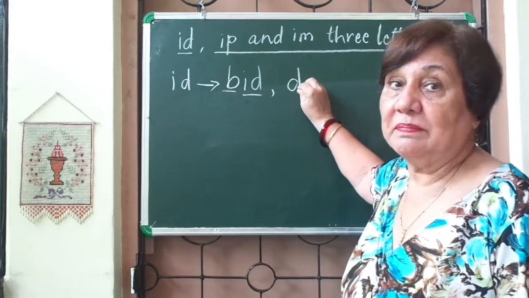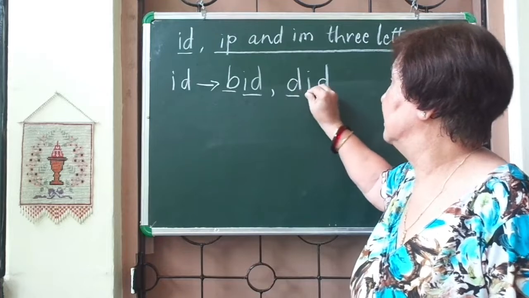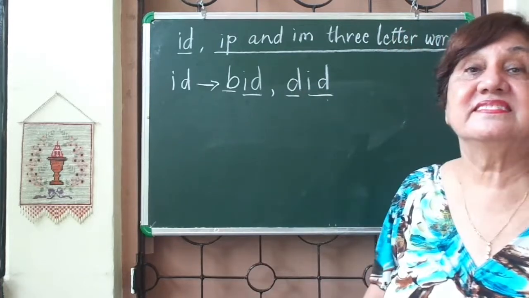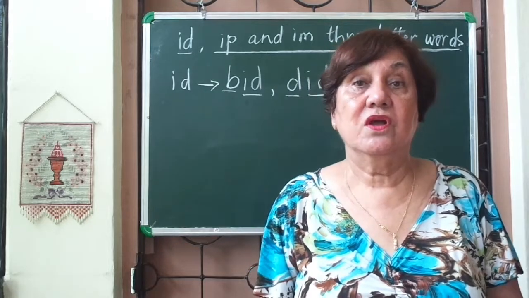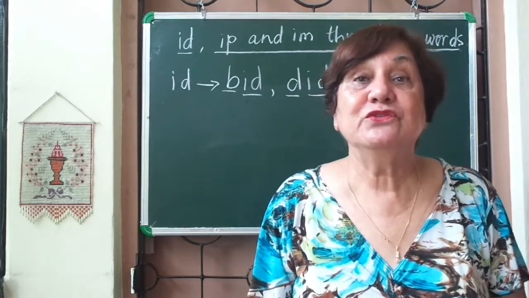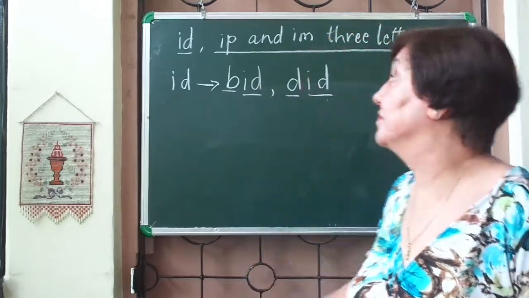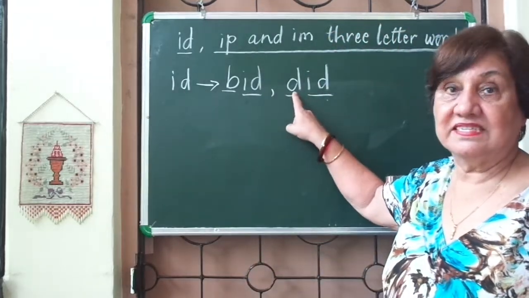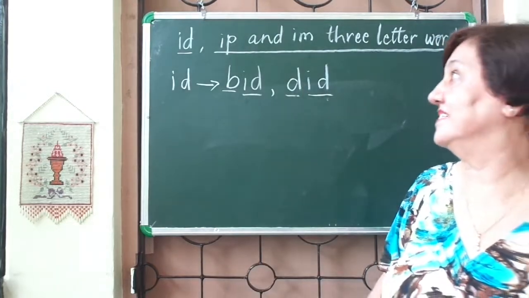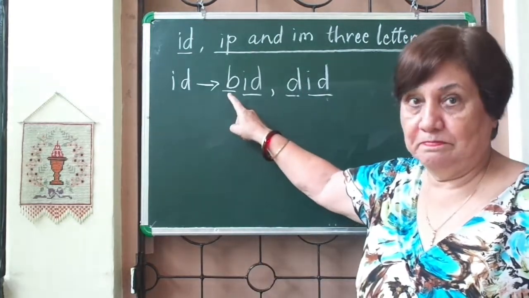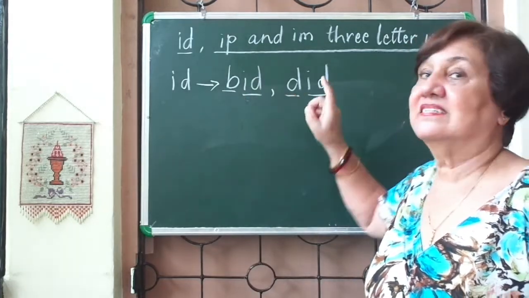The next one will be D and id. D and id is did. Very often Mummy asks you, Rohan, did you do your homework? So how will I spell that did? D is D and ID is id. Did. So the first one was bid, D id did.